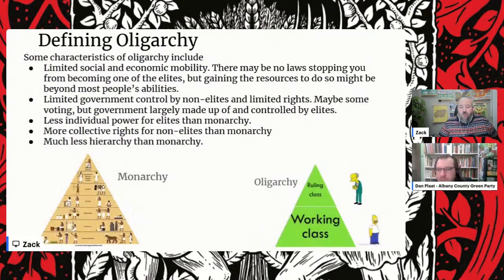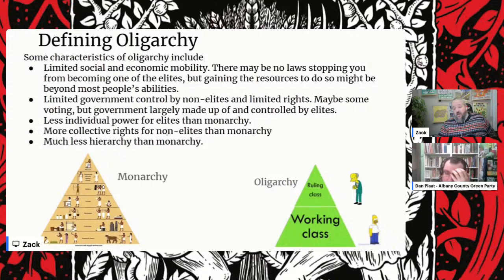Moving on. Now comparing the hierarchies of monarchy to oligarchy. Some of the characteristics of oligarchy include limited social and economic mobility. There may be no laws stopping you from becoming one of the elites, but gaining the resources to do so might be beyond most people's abilities. Limited government controls by non-elites and limited rights. Maybe some voting, but government largely made up of and controlled by these same elites, whatever they may be. Less individual power for elites than in a monarchy. You don't have absolute rule. There still is the pretense of law at the very least.